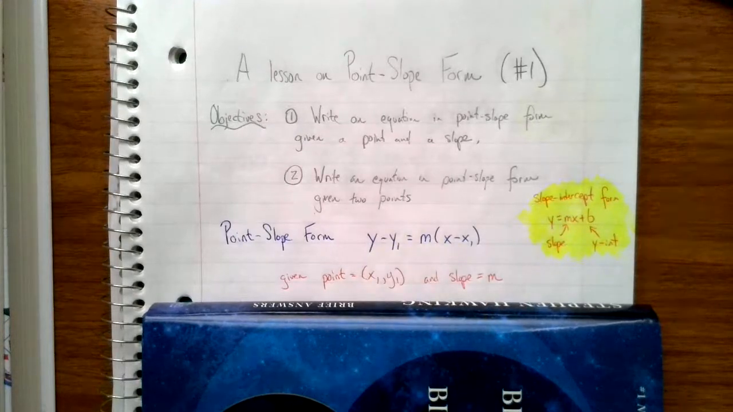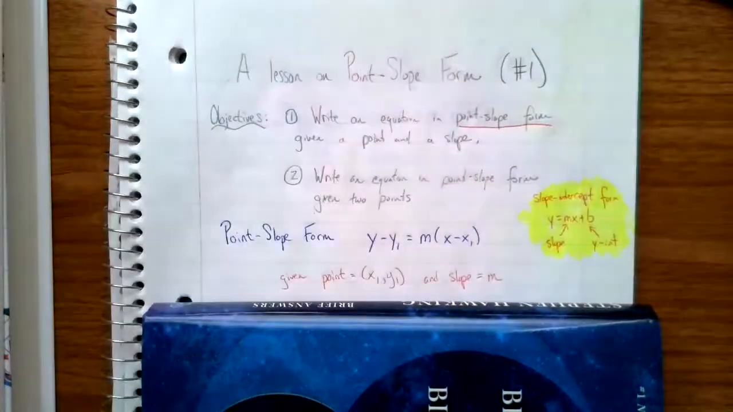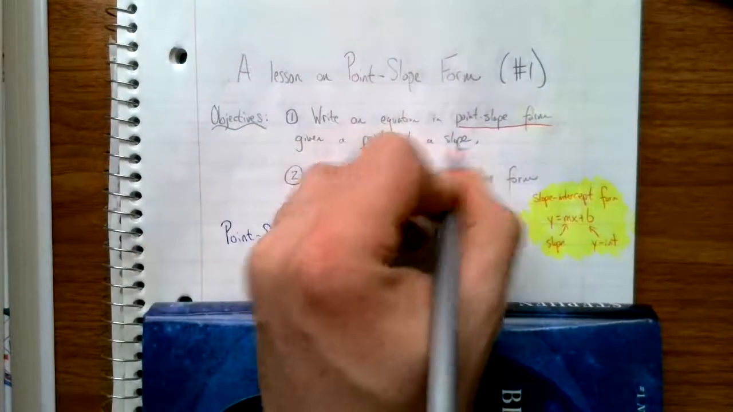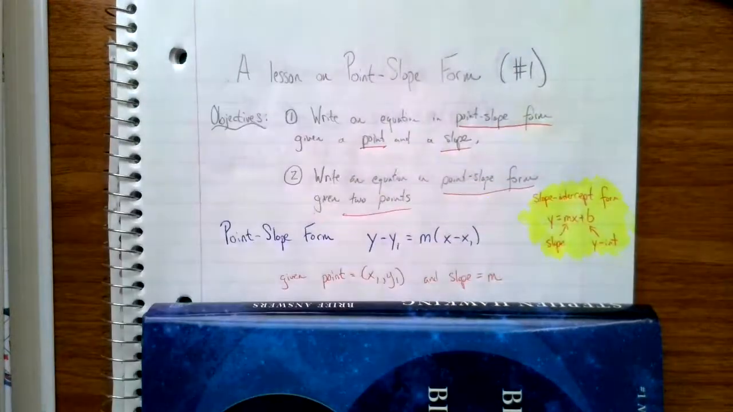So we have two objectives. The first objective is to write an equation in point slope form given a point and a slope. And the second objective is going to be to write that equation in point slope form if we're given 2 points.